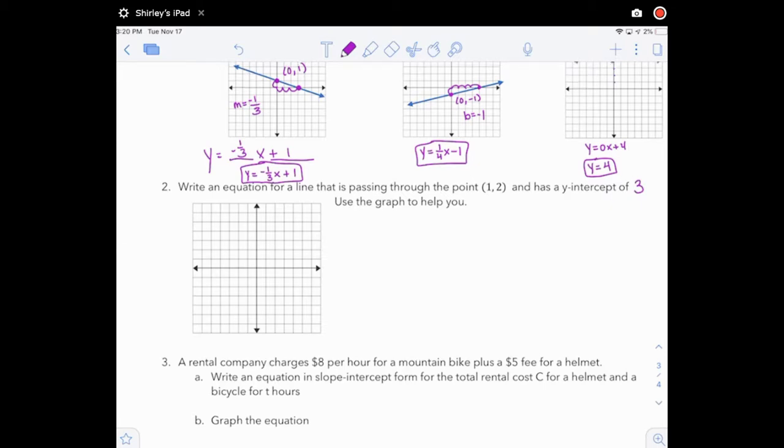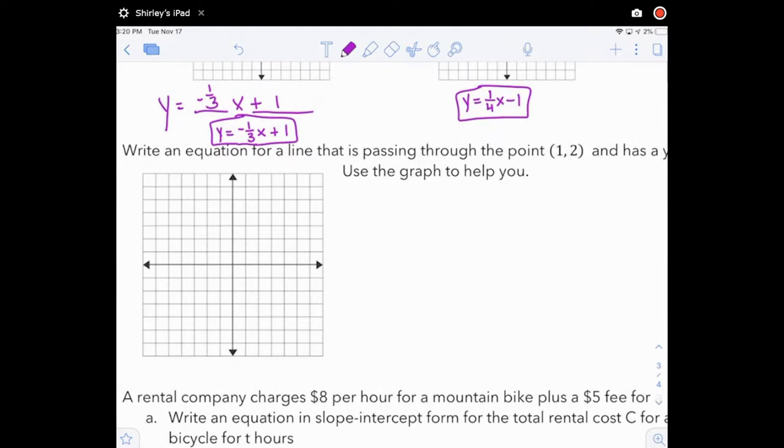So I have a y-intercept of 3. So that means I can plot that point. I have 1, 2, 3. I have a coordinate point (1, 2). So we can plot that, up 1, over 1, 2. So now I'm going to go ahead and draw my graph. And now I can do basically what I just did in question number 1.